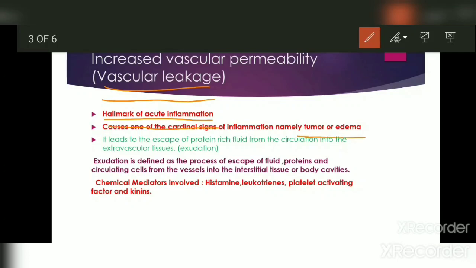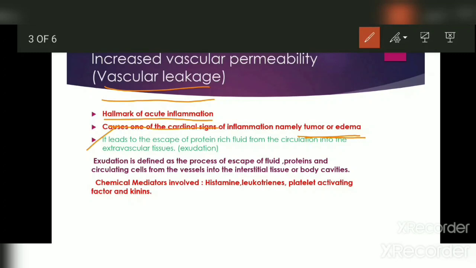So it leads to escape of protein-rich fluid from the circulation into the extravascular space, which we call exudation. Exudation is a new term which we get here. Exudation is defined as the process of escape of protein, fluids and circulating cells from the vessels into the interstitial tissue or body cavities. The chemical mediators involved in this are histamine, leukotrienes, platelet activating factor and kinins.